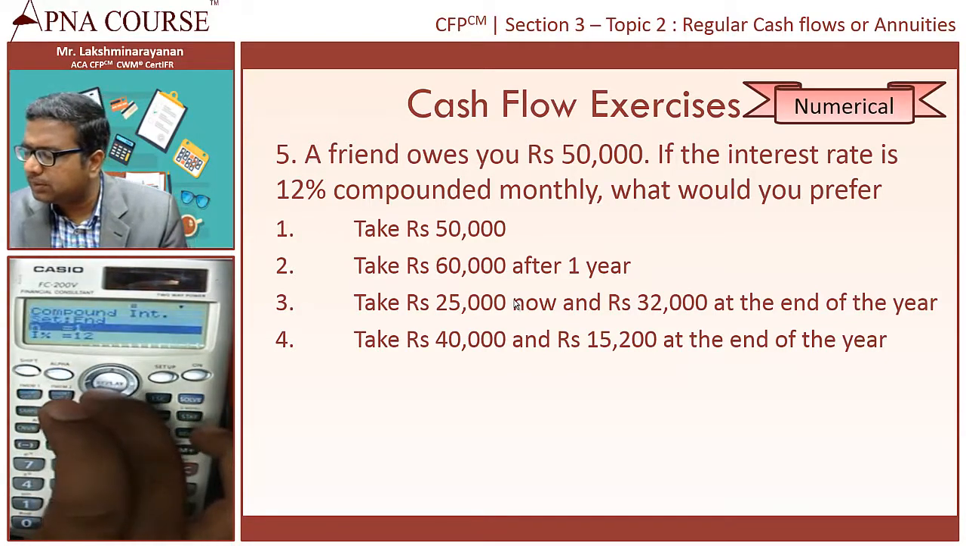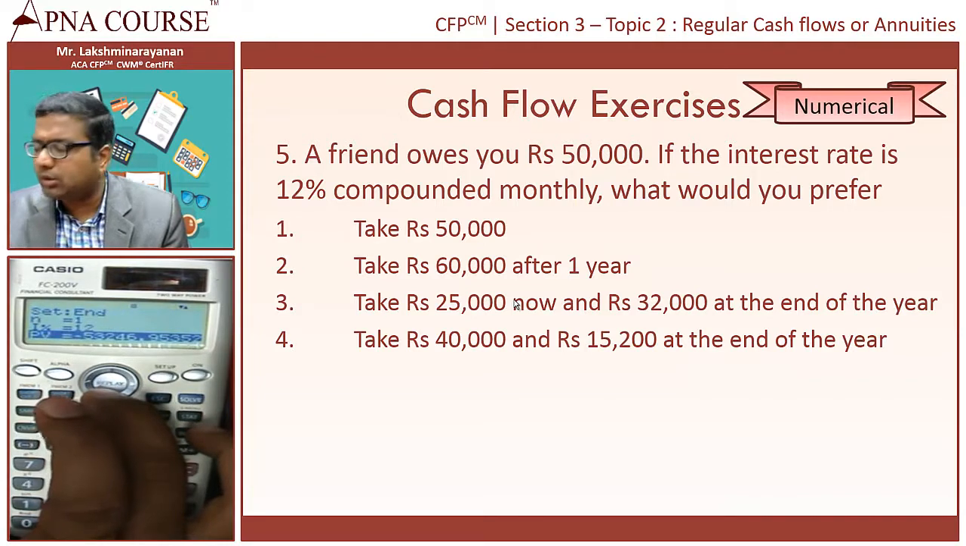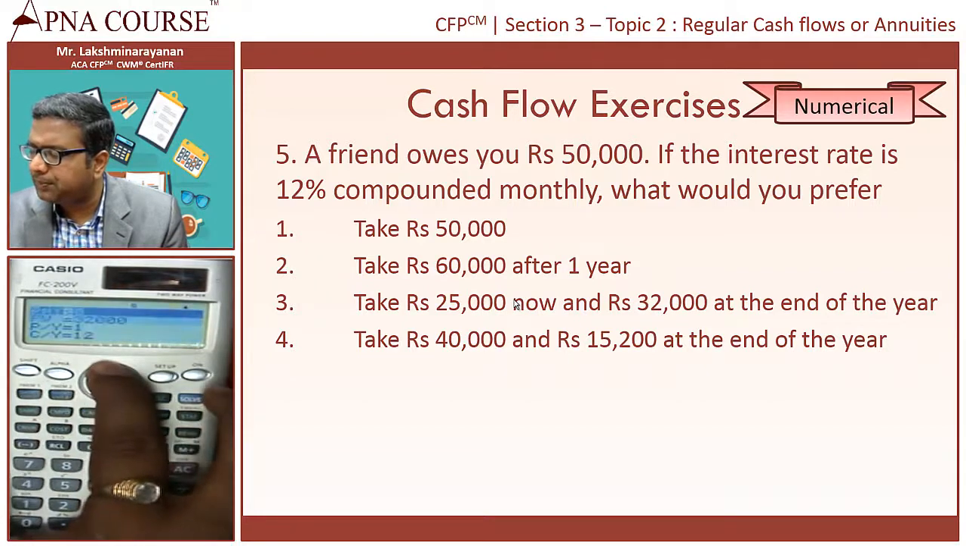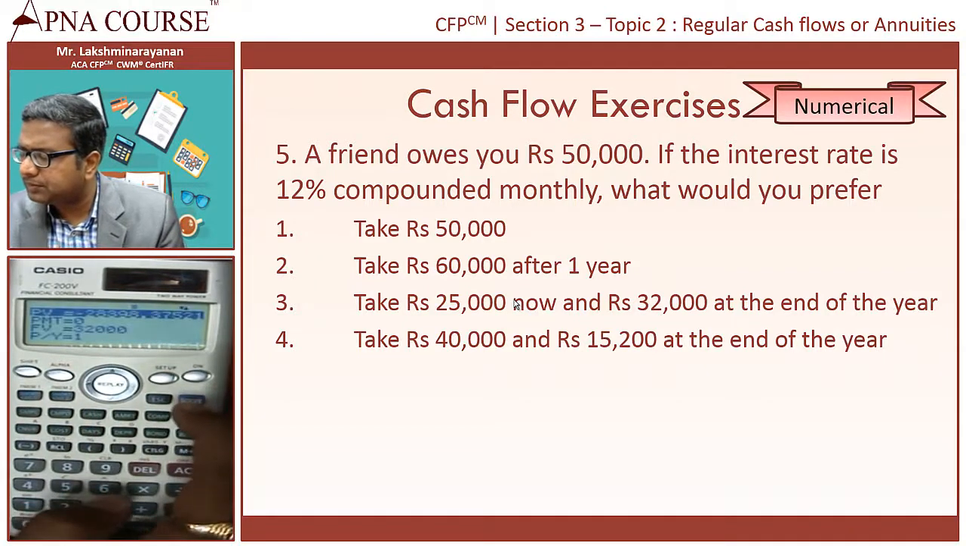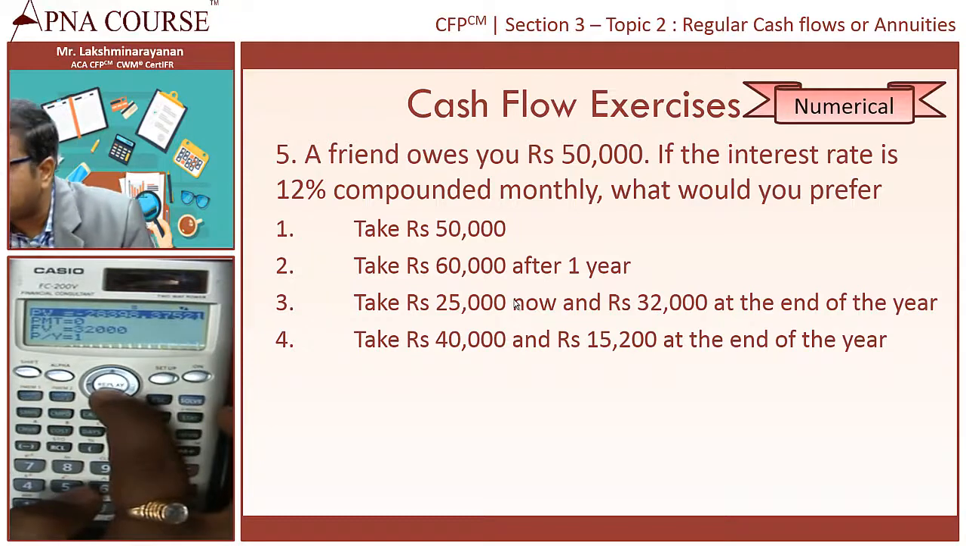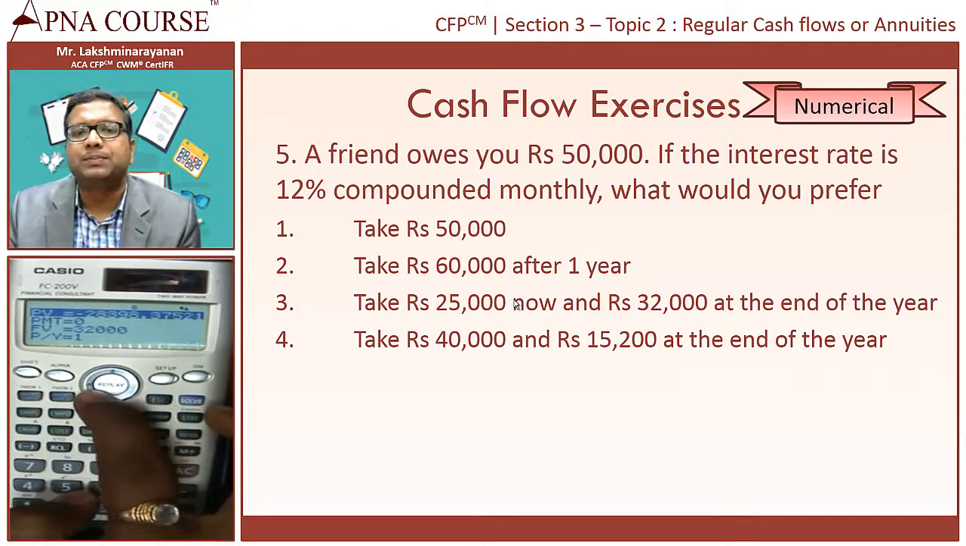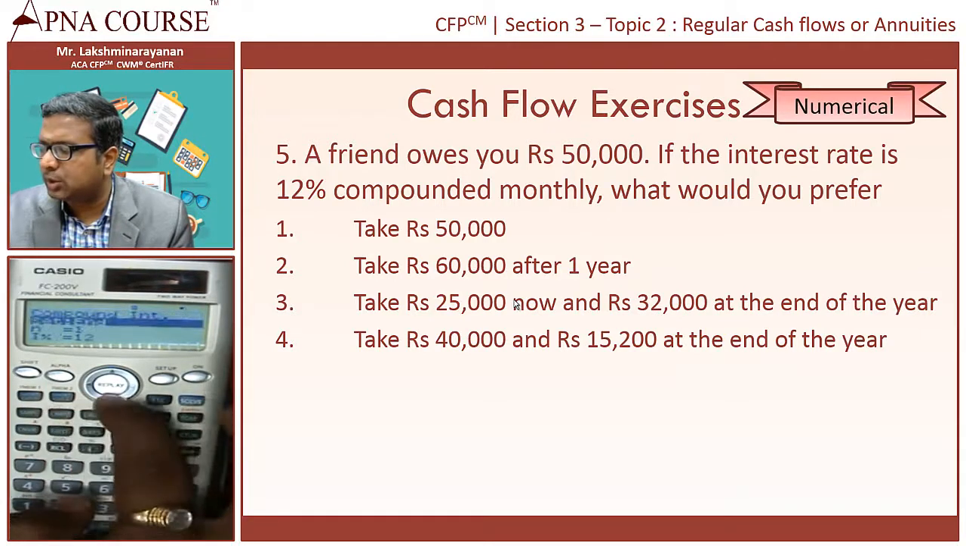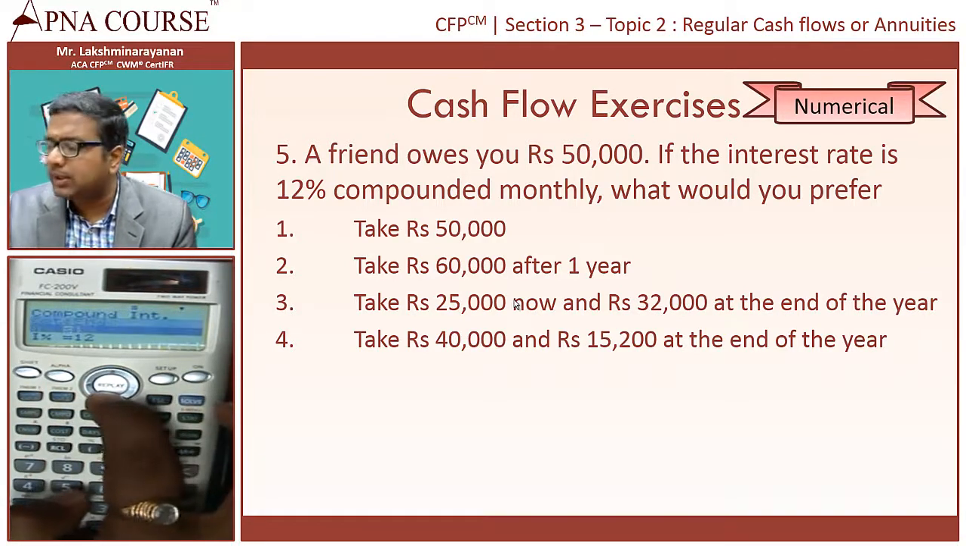In third scenario, you take 32,000 at the end of the year. So take this as 32,000 and solve PV. So 28,398 plus 25,000. So you get almost 53,398 in the third situation. In the fourth situation, how much do you get?